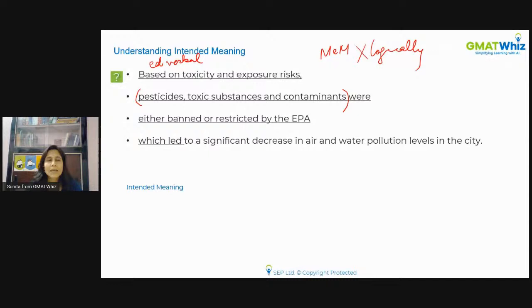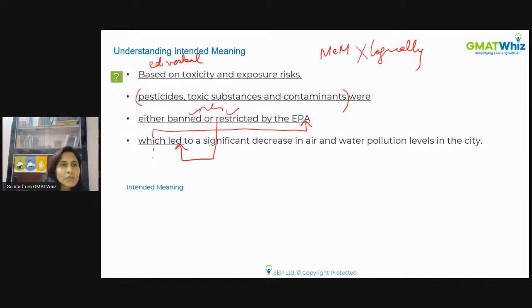Which led? Now this which is placed next to the noun EPA, which is a short form for some organization probably. So the EPA led to a significant decrease in air and water pollution levels in the city. Now, this is a little weird. The EPA did not lead to a decrease. It is the action of banning or restriction, these two, which led to a significant decrease in the air and water pollution. So indirectly, which is referring to a verb?